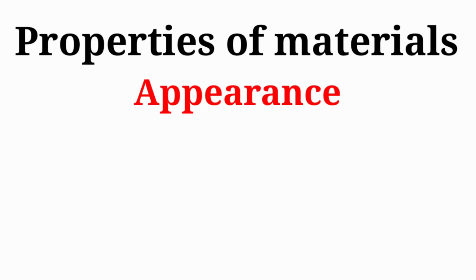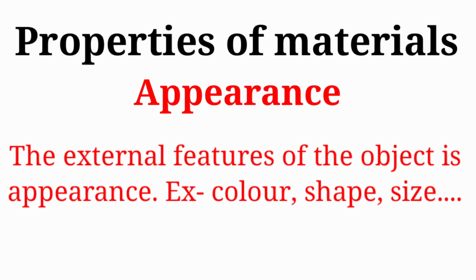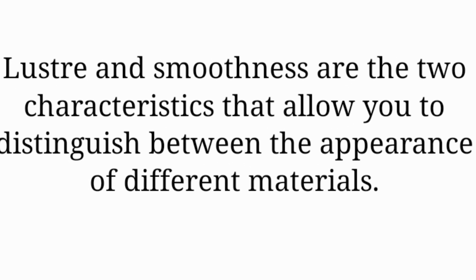Appearance. Appearance means the external feature of the object. It means what kind of color the object is, what is the shape of the object. So this is known as appearance. In appearance, luster and smoothness are two characteristics that allow you to distinguish between the appearance of different materials.